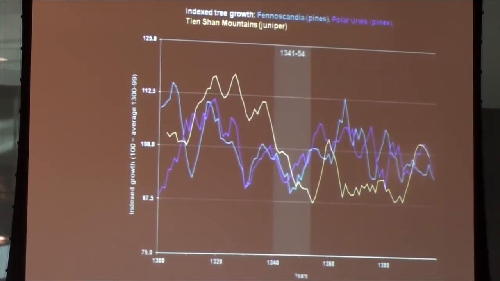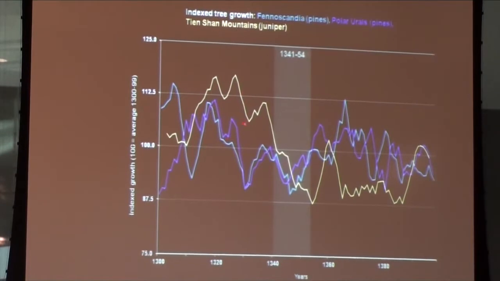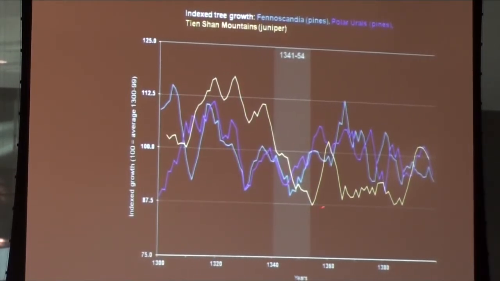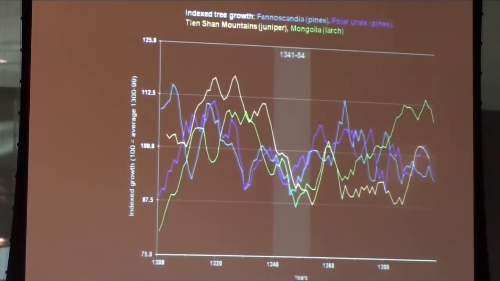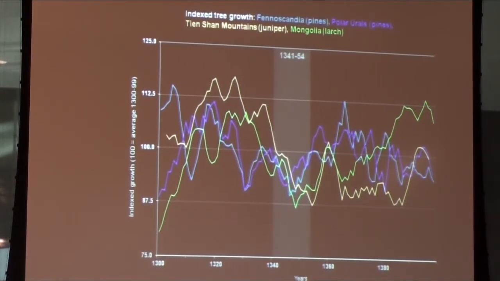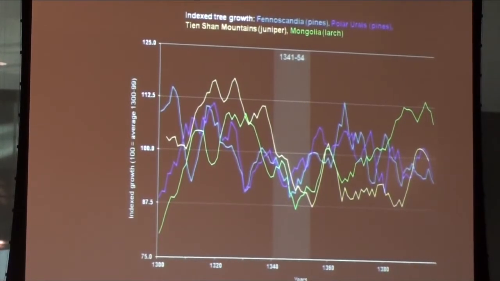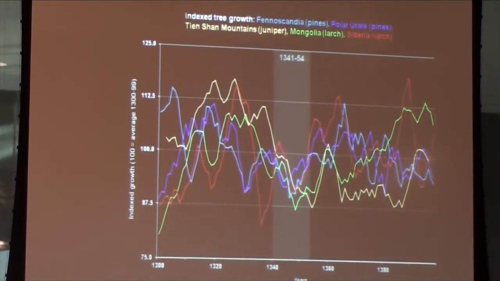And you notice how juniper growth has been very vigorous at this point in the 14th century, and then it just collapses down to a very low level here in the 1350s. There's a tremendous decline of the growth there at that time. These are large trees in Mongolia, with a low here in the late 1340s, and in the extreme northeast of Eurasia, these are large trees in Siberia.